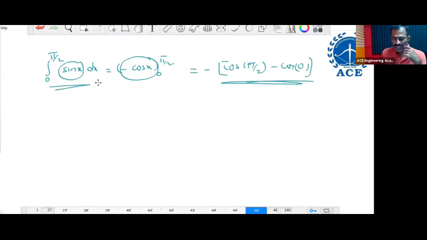Now let us take another example. Integral 0 to pi by 2 of e power minus x square dx.